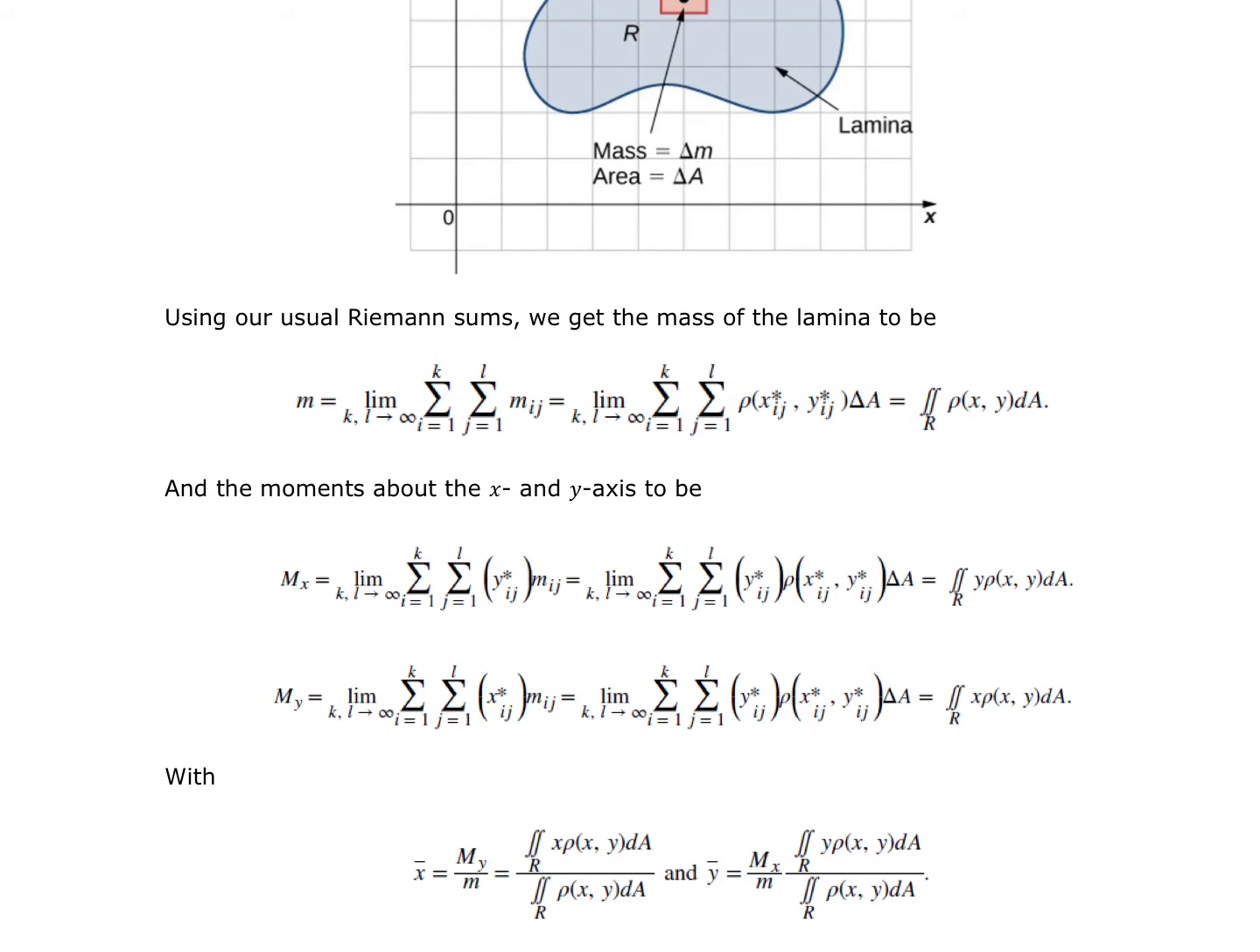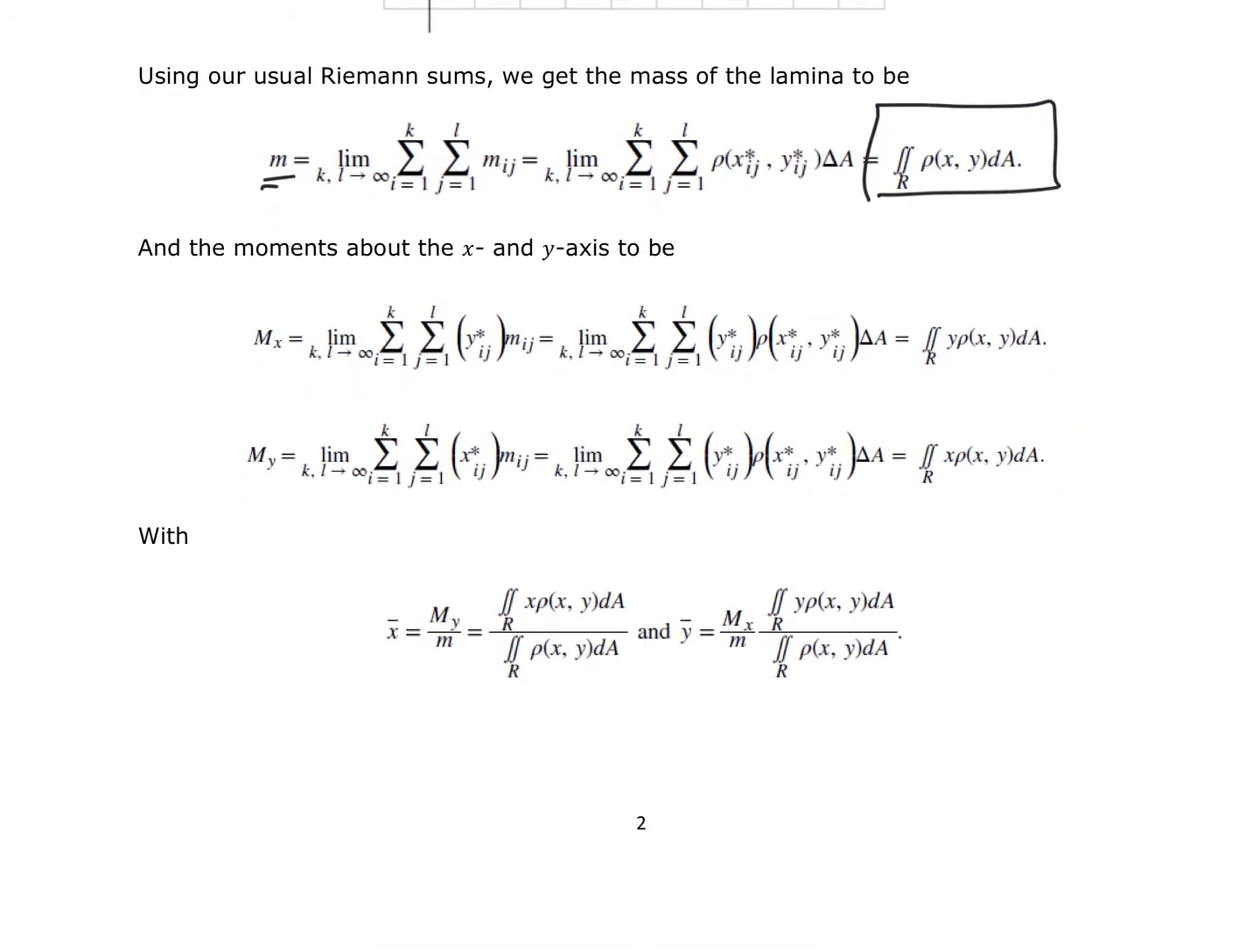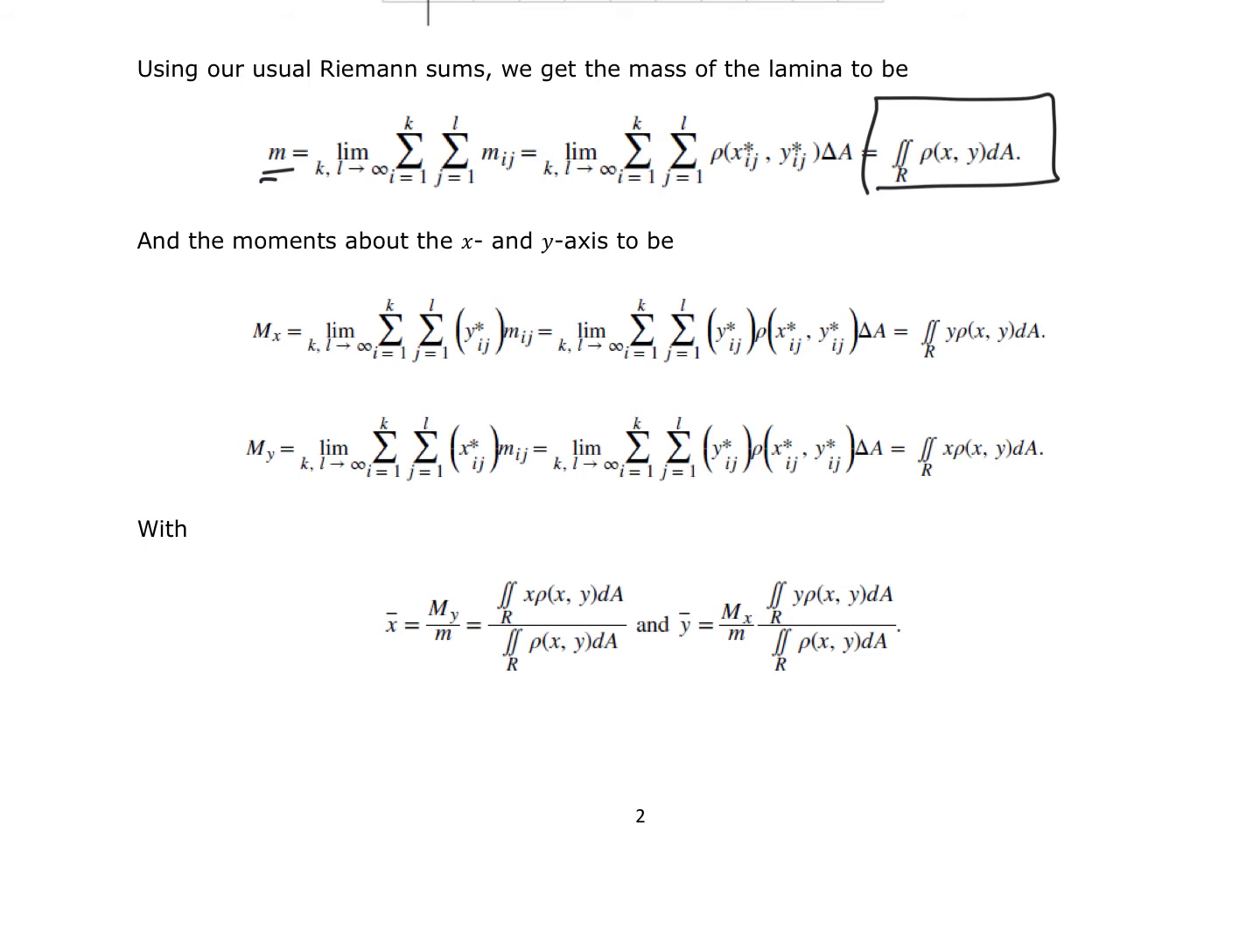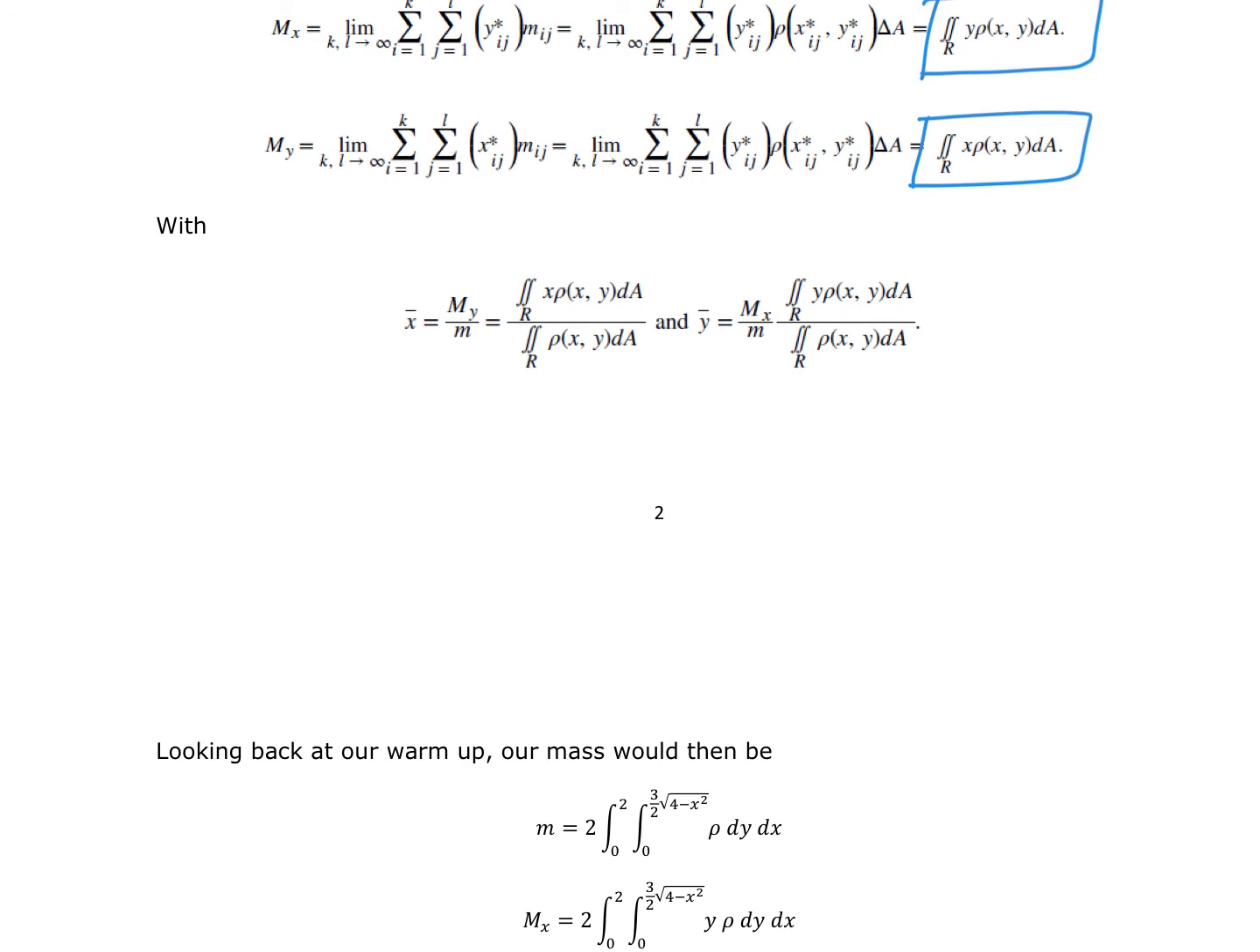which gives us this. So my mass is going to give us now my rho as a function of x and y over the region, so the region's whatever the region ends up being, and then dA. Similarly, when I do my moments, I'm going to have y rho of x y dA, and my moment with respect to y is going to be x times my rho as a function of x and y. So then I can find my two x bar and y bar, my centers of mass, and this is in 2 space. We're going to do 3 space in a minute.